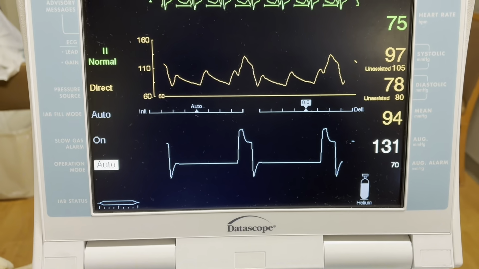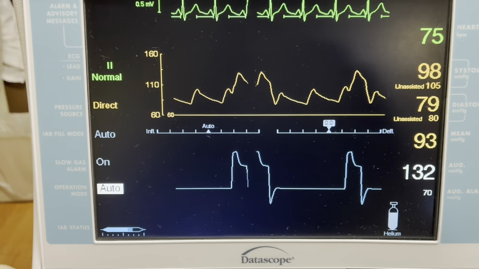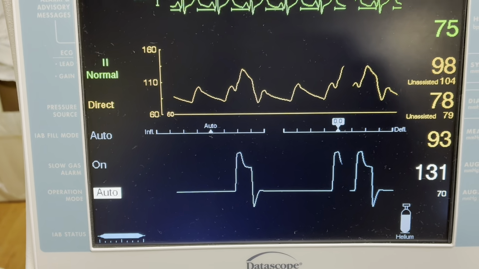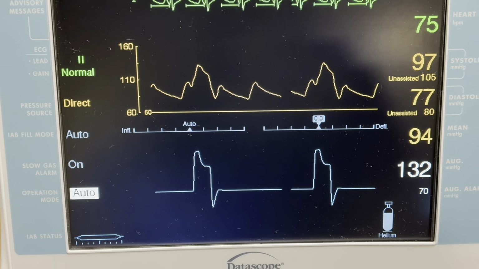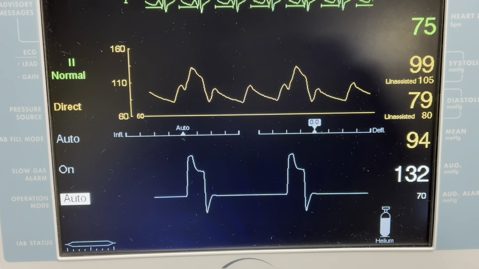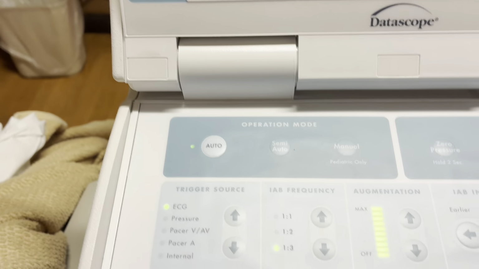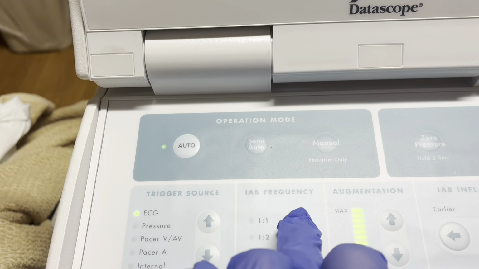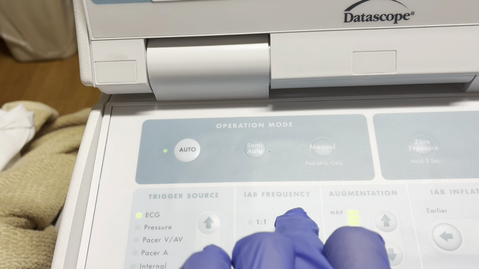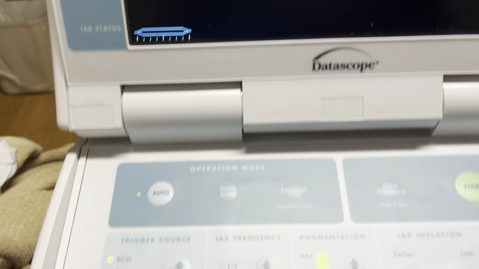So right now, as you can see, the patient is on 1:3 frequency. It simply means the balloon is inflating, deflating every third cardiac cycle. So I'm going to show you. We'll go back to 1:1. So that's every cardiac cycle, the balloon is inflating and deflating.